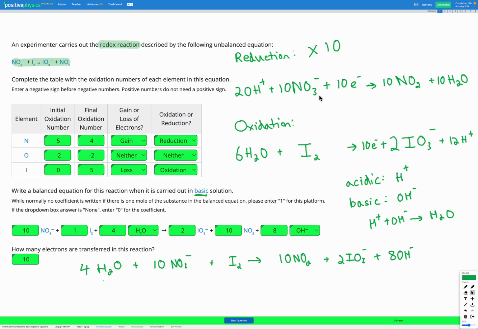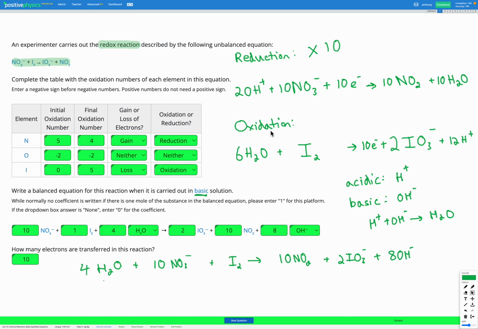Then we balanced that. First, we balanced it for the number of atoms of the elements that were not oxygen or hydrogen. So that was nitrogen for our reduction equation and iodine for our oxidation equation. Then we added H2O to balance out any oxygens or hydrogens that we had in our equation. Next, we added H plus ions to balance out any hydrogens that we had. And finally there, we added electrons to balance out our charges.